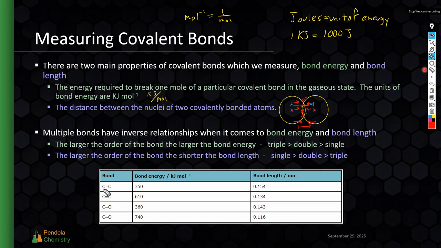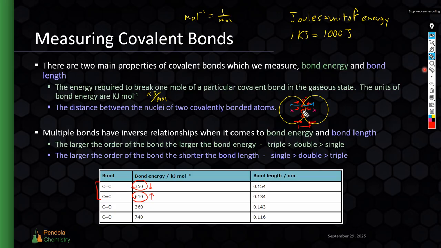So we can see that here, for example. And we do have to compare equivalent things. So, for example, we're comparing carbon-carbon single bonds or carbon-carbon double bonds. You see how the bond energy of the double bond is higher than the energy of the single bond, because the double bond has more electrons.